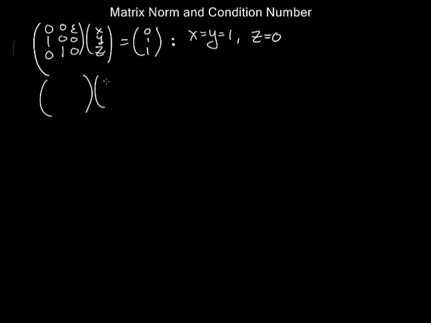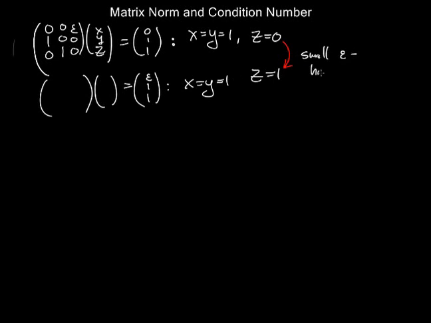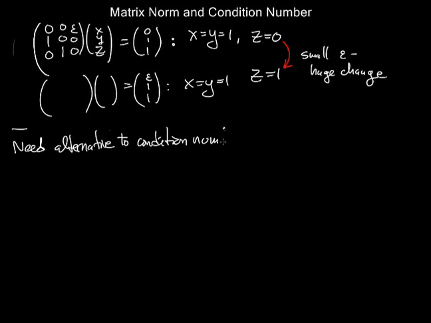Okay, so now let's perturb the b by changing 0 to epsilon. And now it's easy to see x is still equal to y is equal to 1, and now z is equal to 1. And that's what's bad. z jumped from 0 to 1, even though epsilon could be really tiny. So again, that's an example of bad behavior. And we need to somehow detect this in a non-symmetric matrix, so we need some kind of alternative to the condition number.